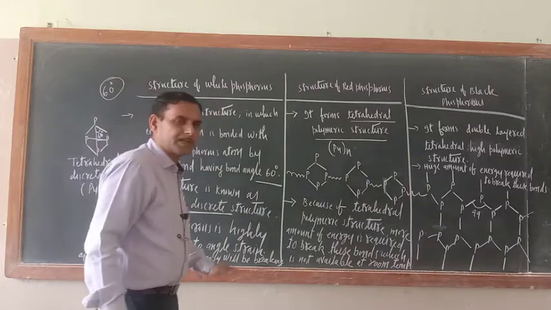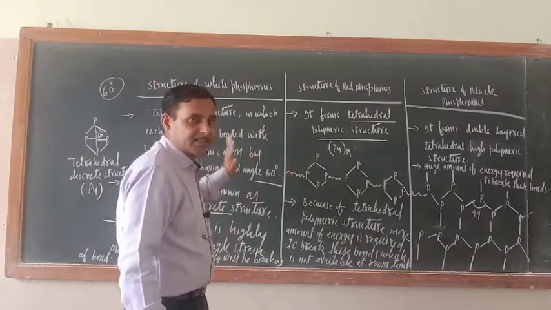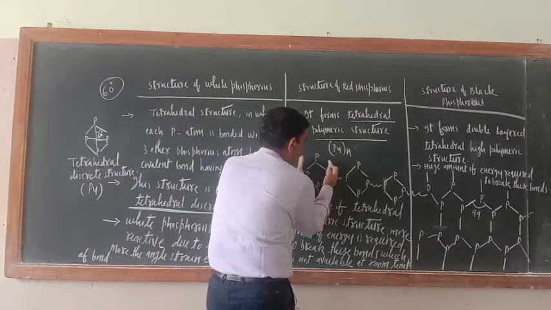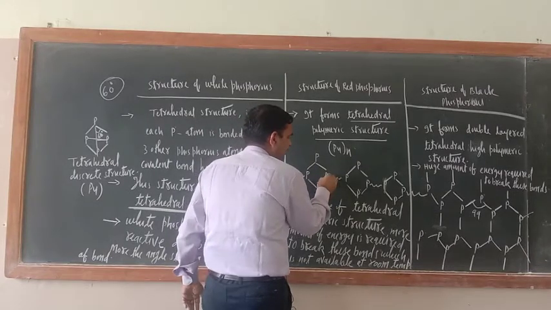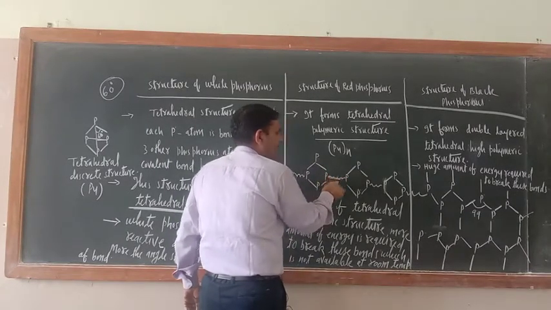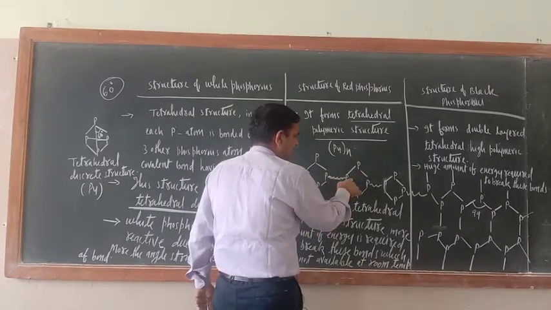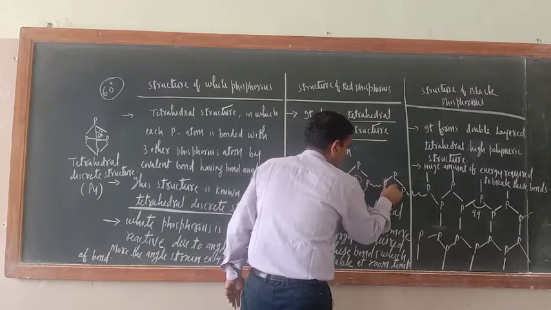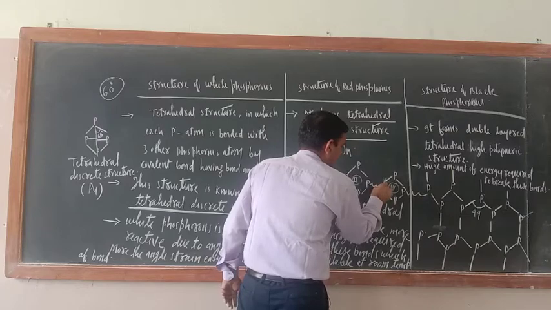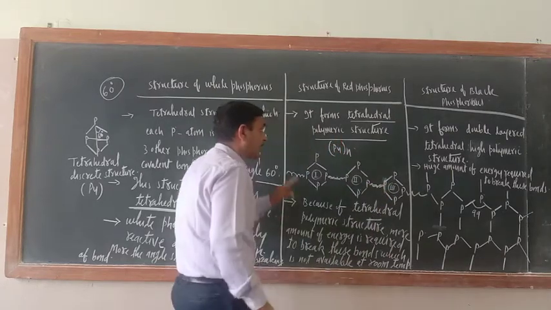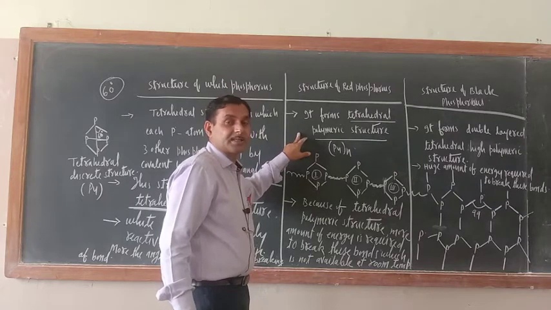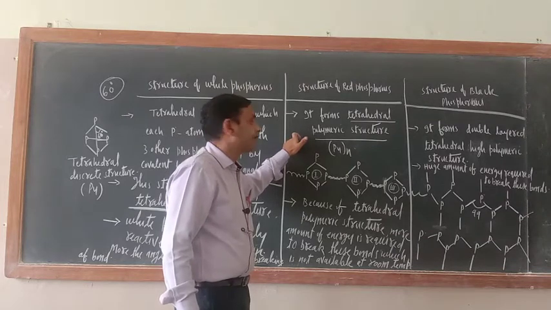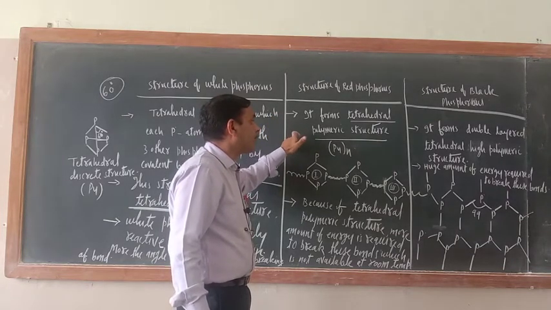What about red phosphorus? If you see, there is a difference in the structure of white phosphorus and red phosphorus. Just see, these are discrete molecules, 1, 2, 3, 4. But these discrete molecules are bonded with each other. Just see, this is the first one, this is the second one, this is the third one. They are bonded by this bond. So they are not forming a tetrahedral discrete structure, they are forming a tetrahedral polymeric structure.